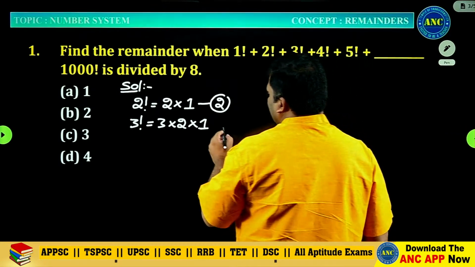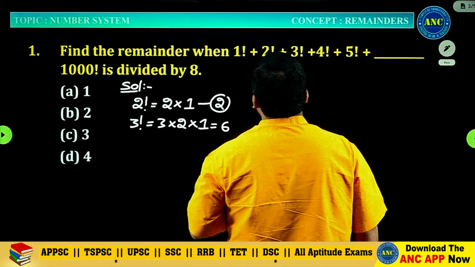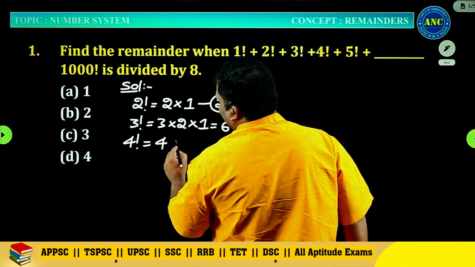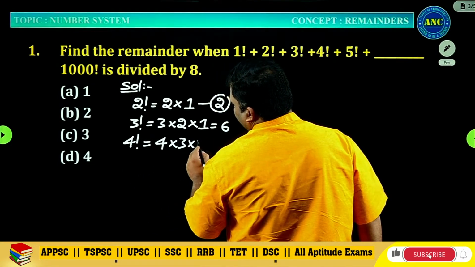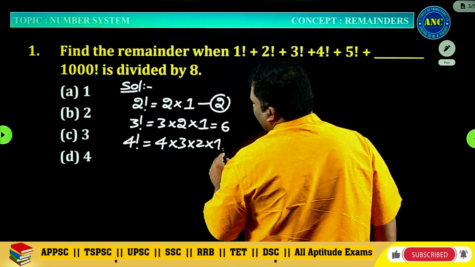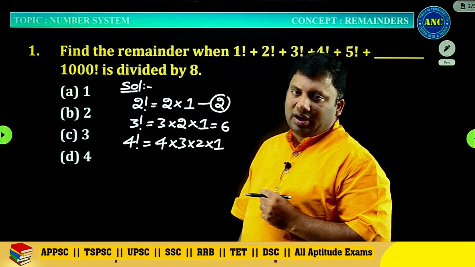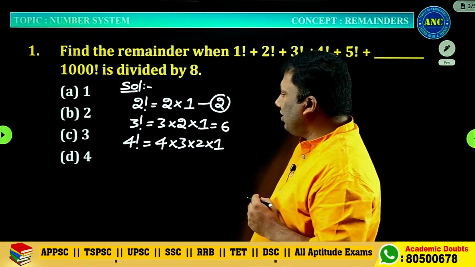3 2s are 6. 6 1s are 6. 4 factorial starts from 4 and goes back to 1. The product of all the natural numbers from 1 to n is n factorial.